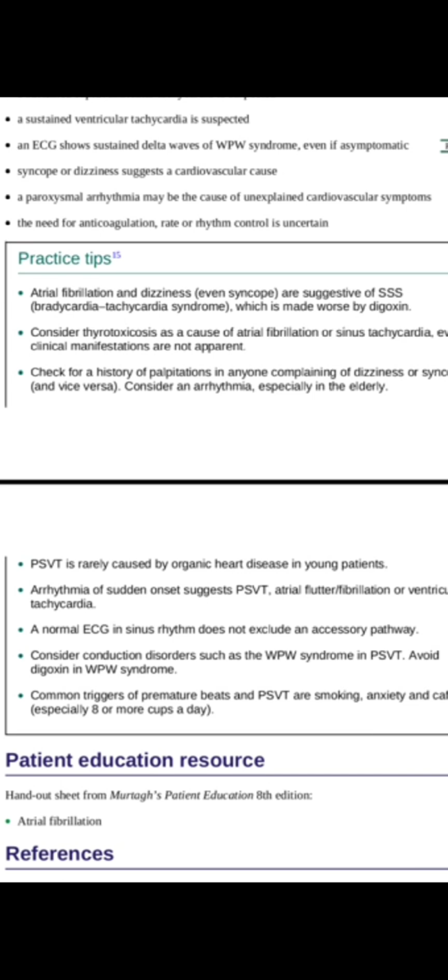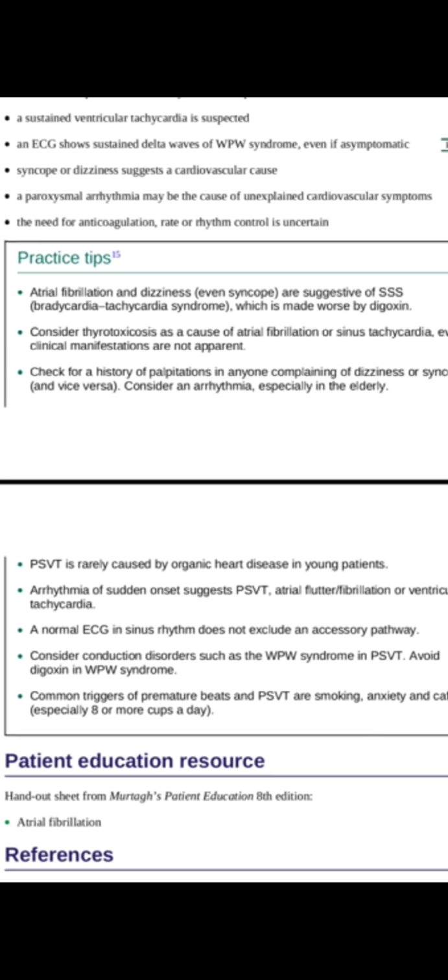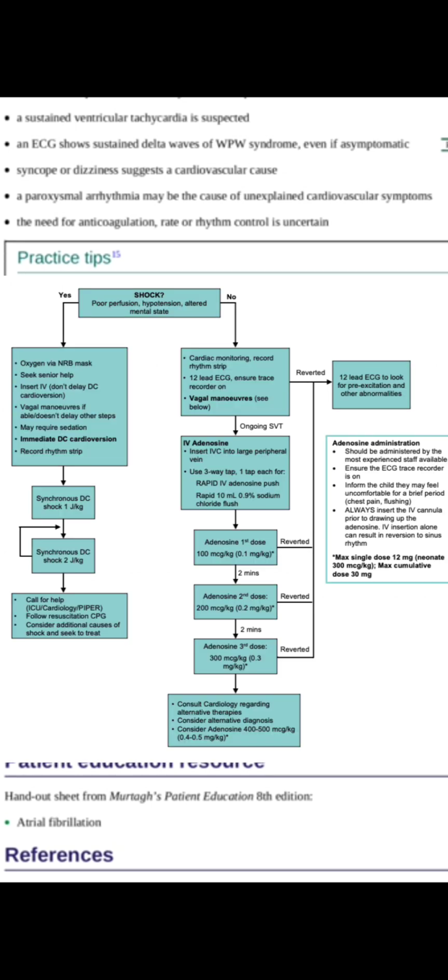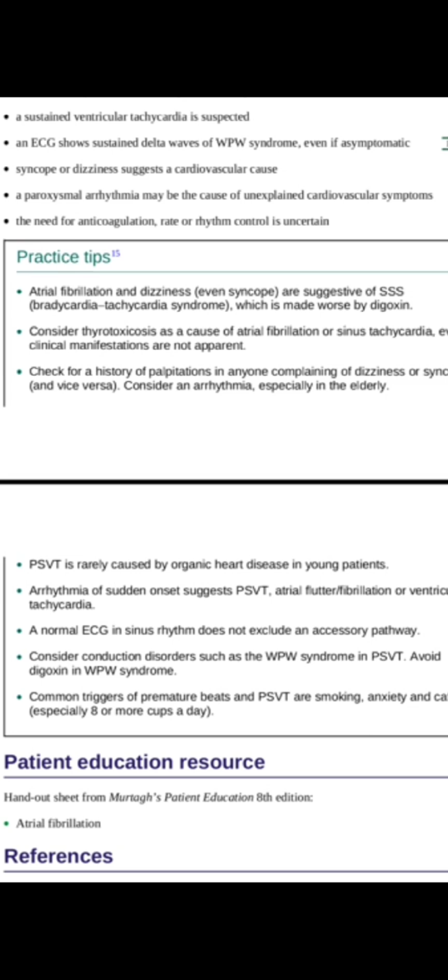And one more important point, that if the patient is hemodynamically unstable, we go for DC cardioversion. If the patient is pulseless, we do CPR. If the patient does not recover, we again do CPR. After 2 attempts of chest compression, then we give the patient IV adrenaline. And in case of SVT, we can give adenosine 3 times.